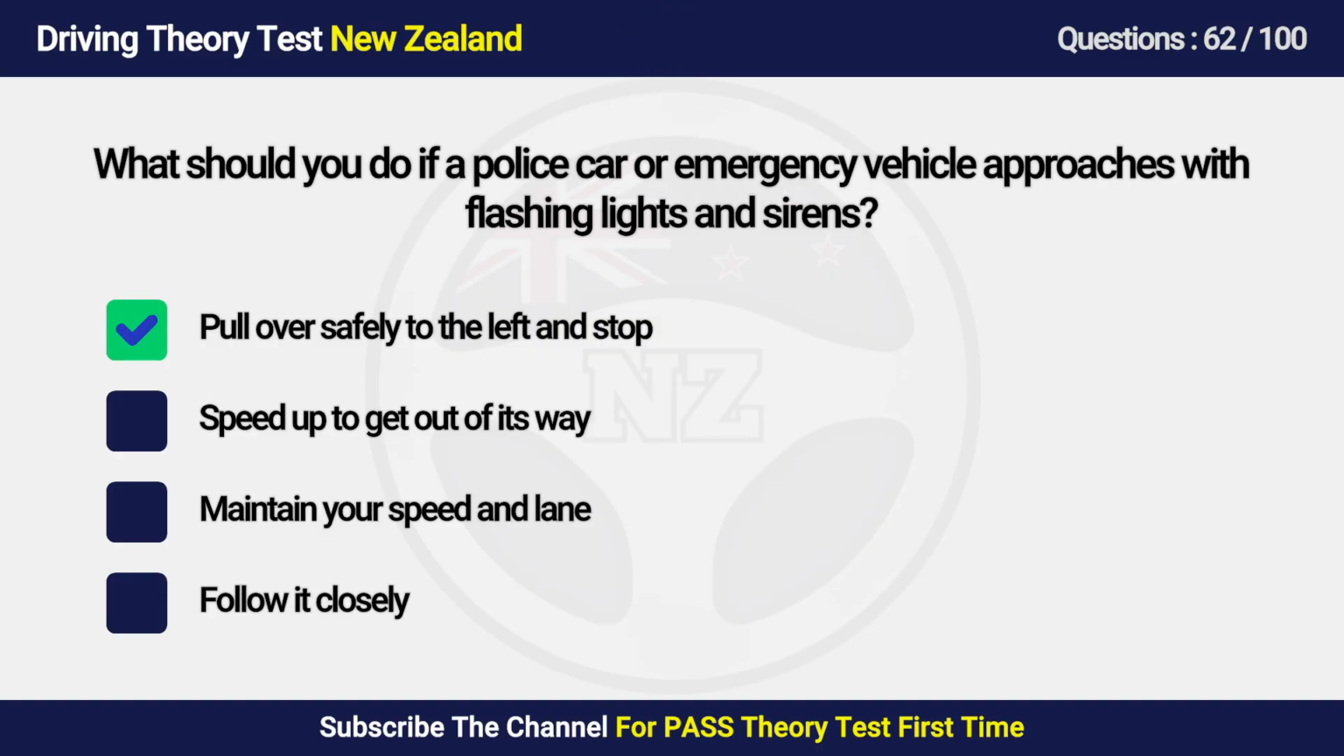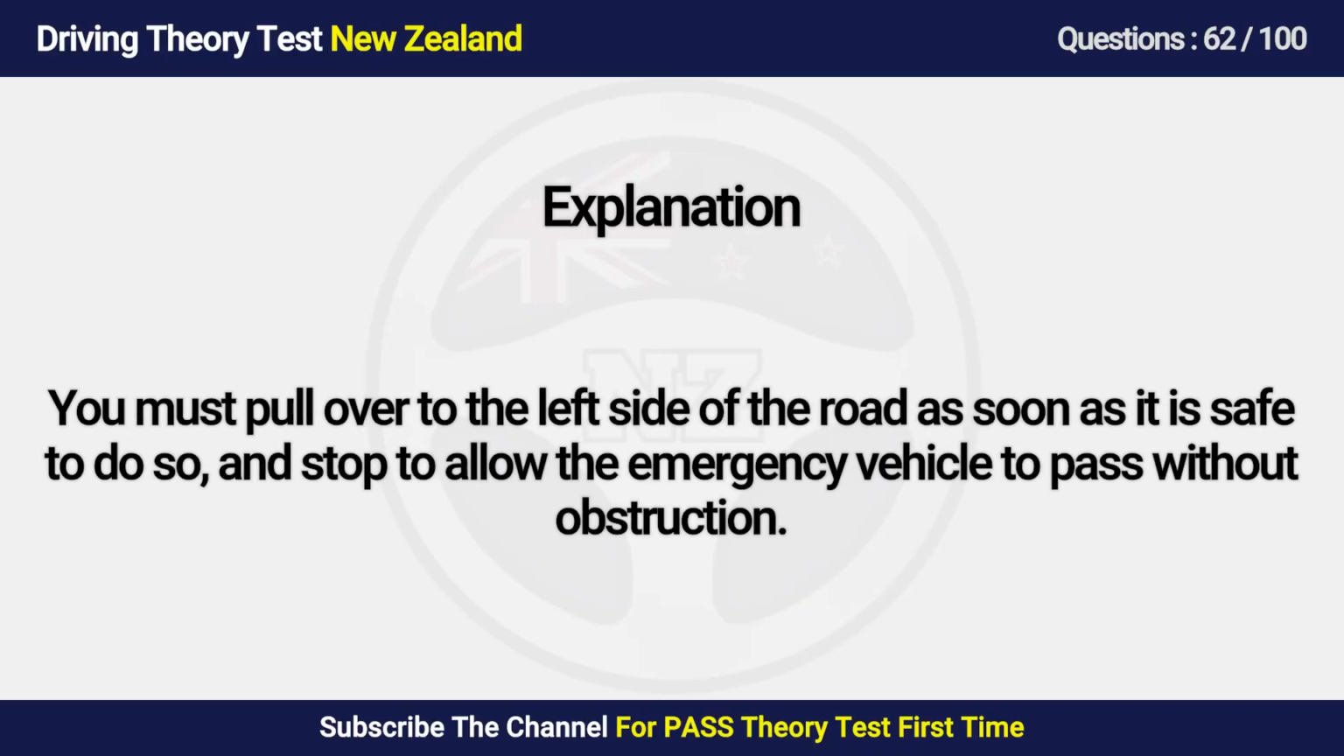Answer is A. Pull over safely to the left and stop. You must pull over to the left side of the road as soon as it is safe to do so, and stop to allow the emergency vehicle to pass without obstruction.